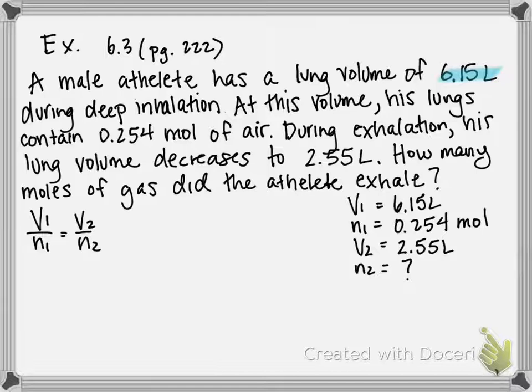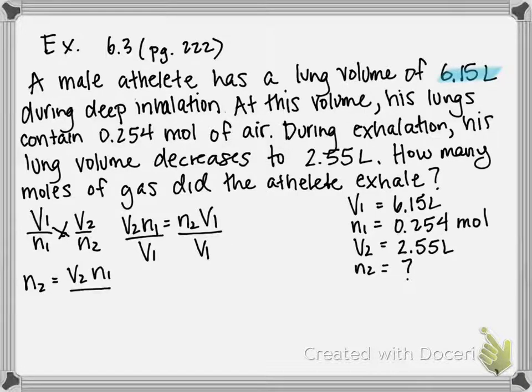So we're going to rearrange our Avogadro's law equation, and the easiest way to do that is to crisscross the variables so that we have V2 times N1 is equal to N2 times V1. And then we can easily divide both sides by V1 to get N2 by itself, wherein N2 is equal to V2 times N1 over V1. Now we can plug our values in.